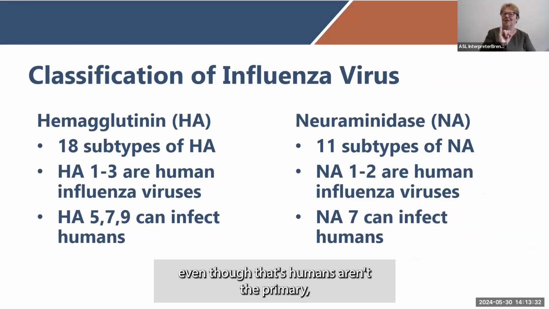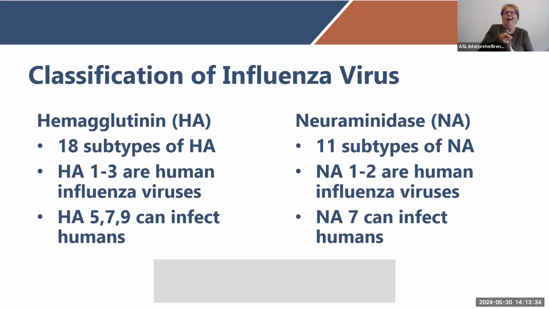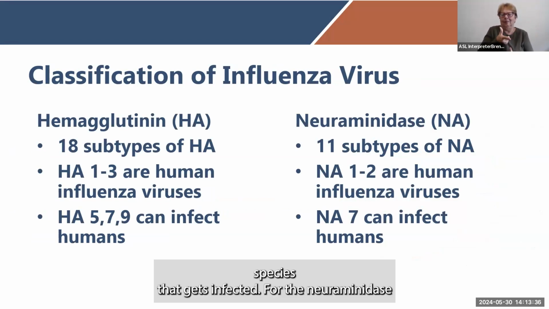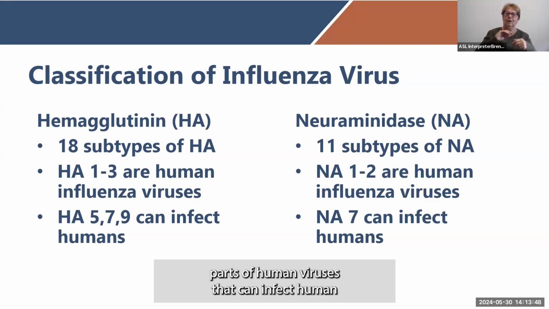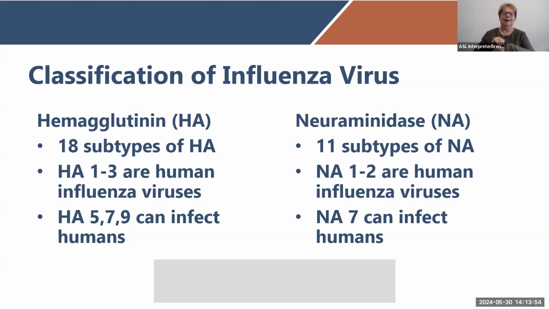And some of them are human influenza viruses, but there are others that can infect humans, even though humans aren't the primary species that gets infected. For the neuraminidase, there are 11 types, 1 through 11. And again, neuraminidases 1 and 2 are parts of human viruses that can infect humans, and 7 can also infect humans.